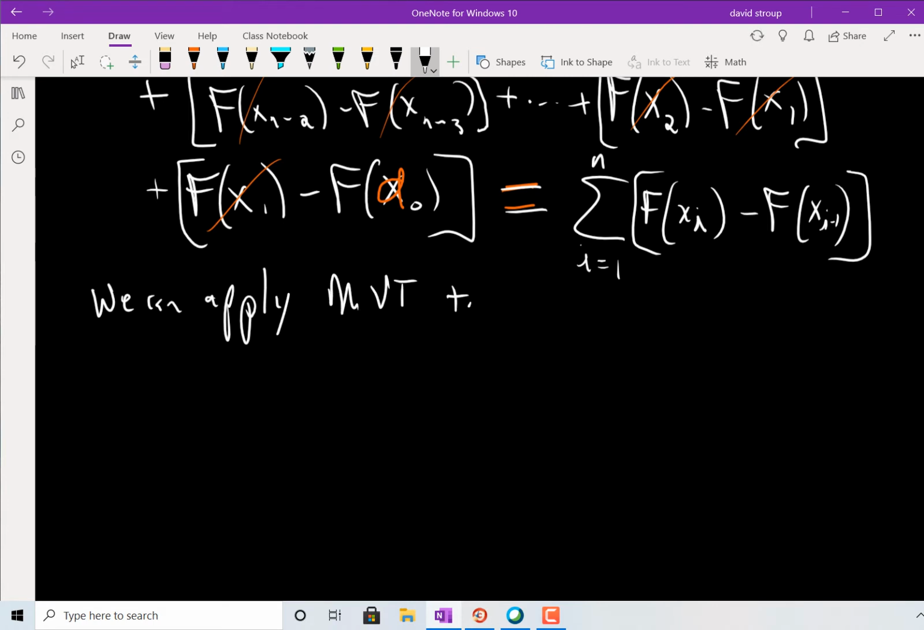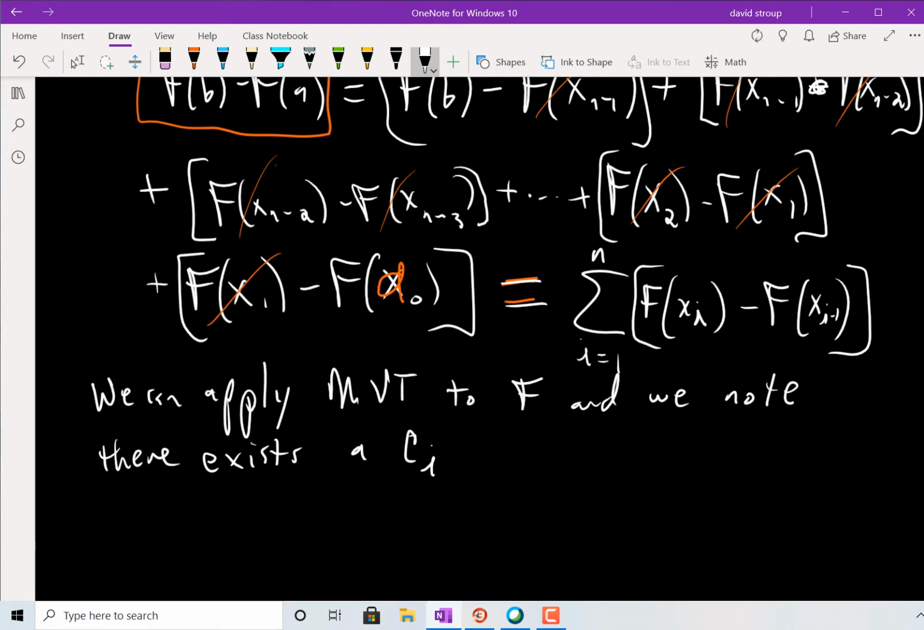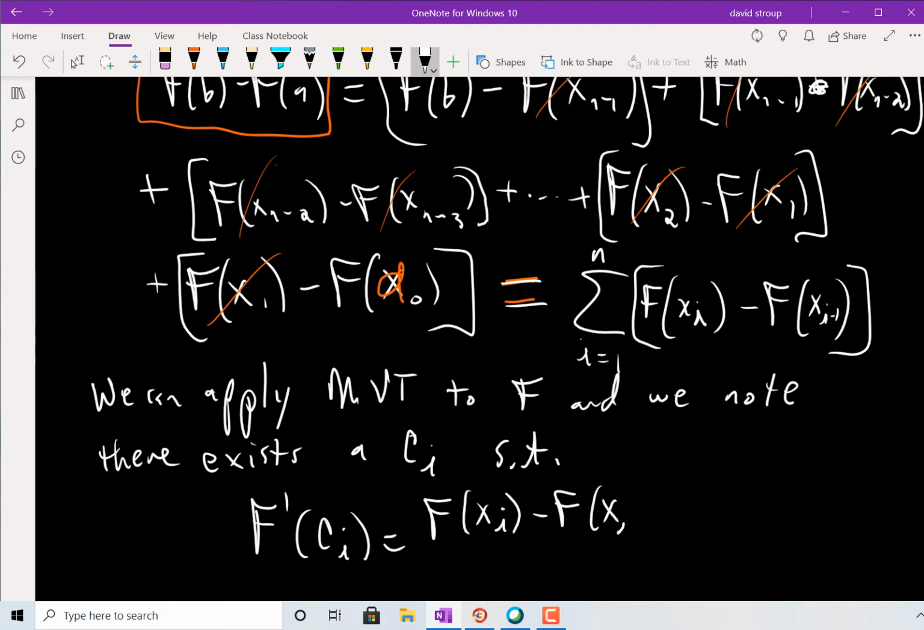Okay. So we can apply MVT to big F, and we note then there must exist c sub i in any one of these subintervals in the partition such that big F prime of c sub i is equal to big F of x sub i minus big F of x sub i minus 1 all over x sub i minus x sub i minus 1. Okay. So what? Why do I care?